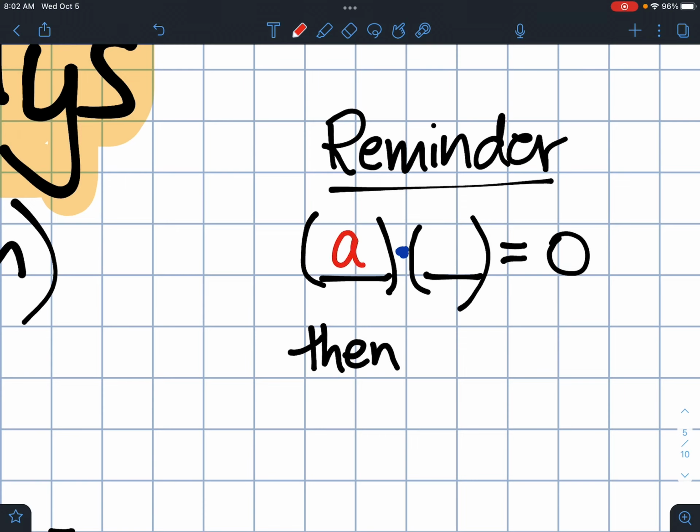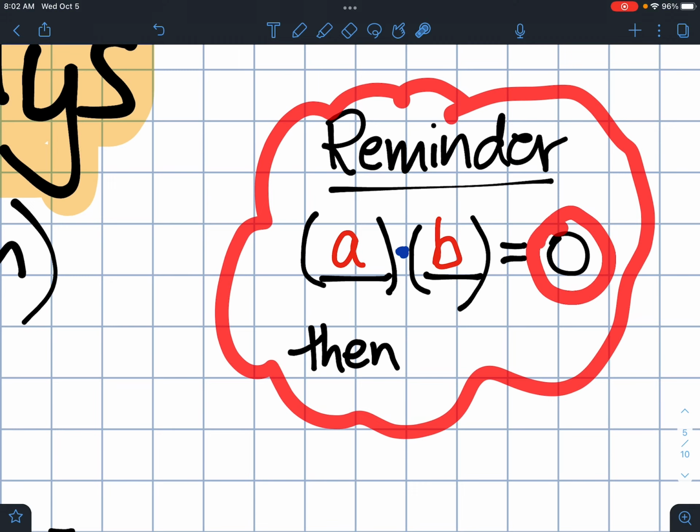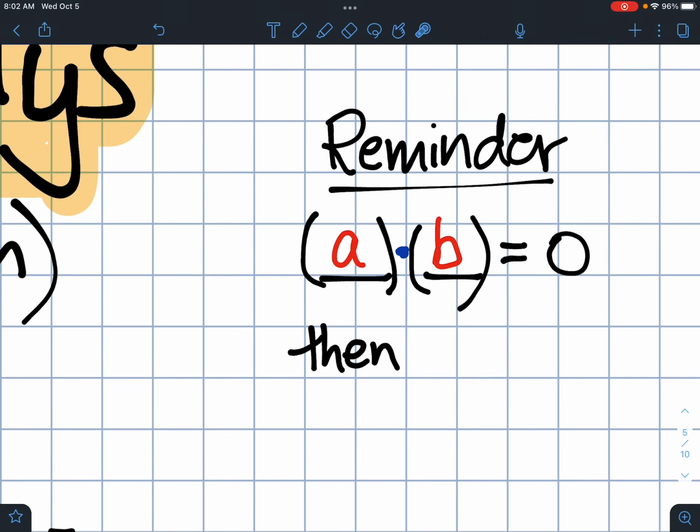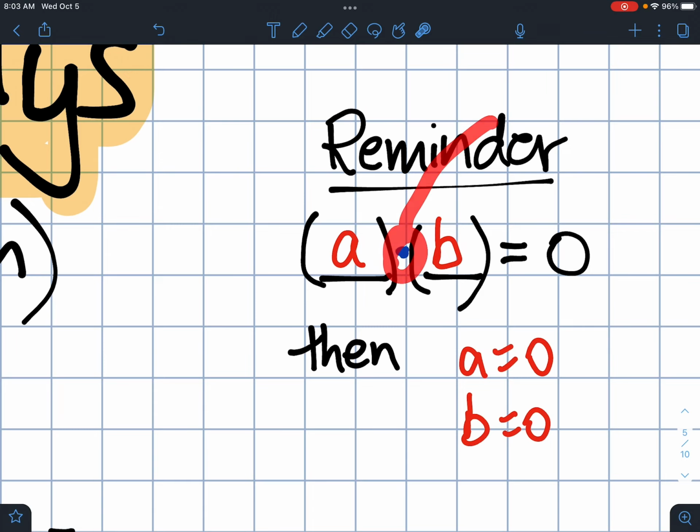But a little reminder here. If you have two unknowns and are multiplying them together, and we know that the result is 0, then we know that one of them, I don't know which, either A equals 0 or B equals 0. One of the two things has to be true. This is why we want polynomials to be in factored form. And the key about factored form is this has to be multiplication.